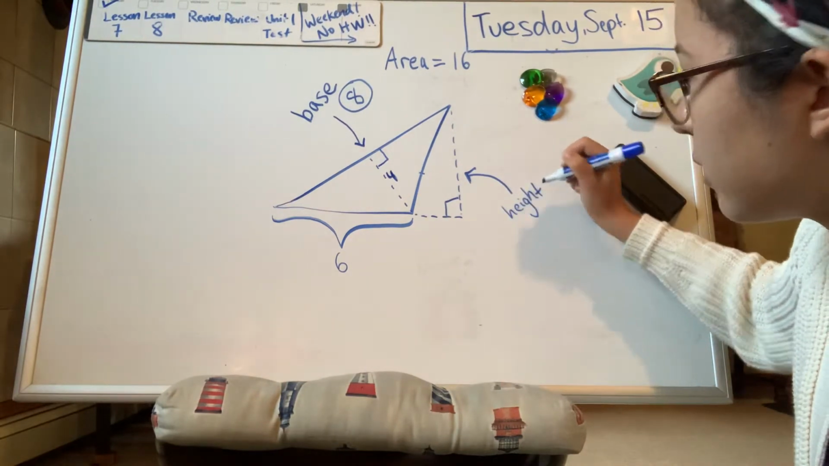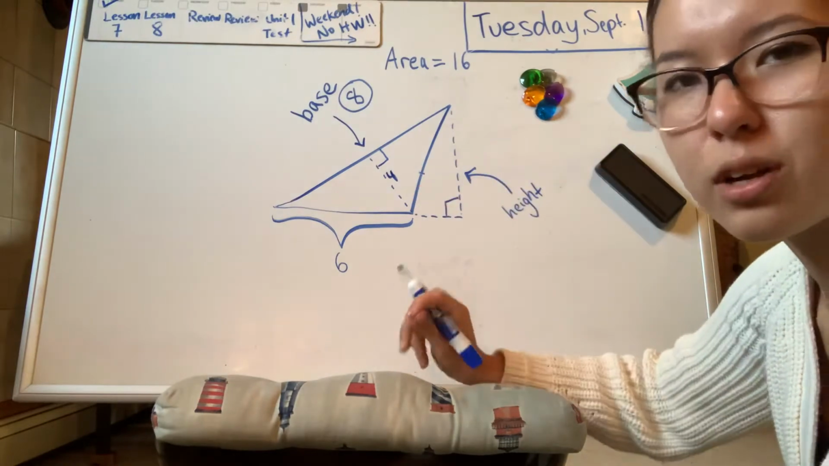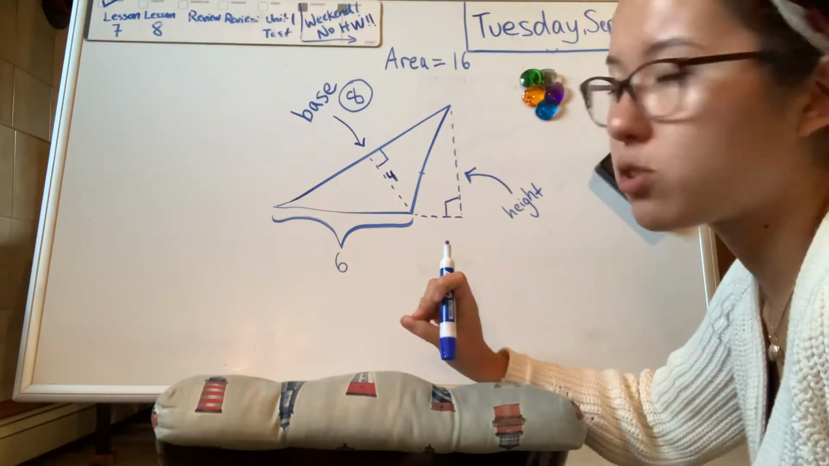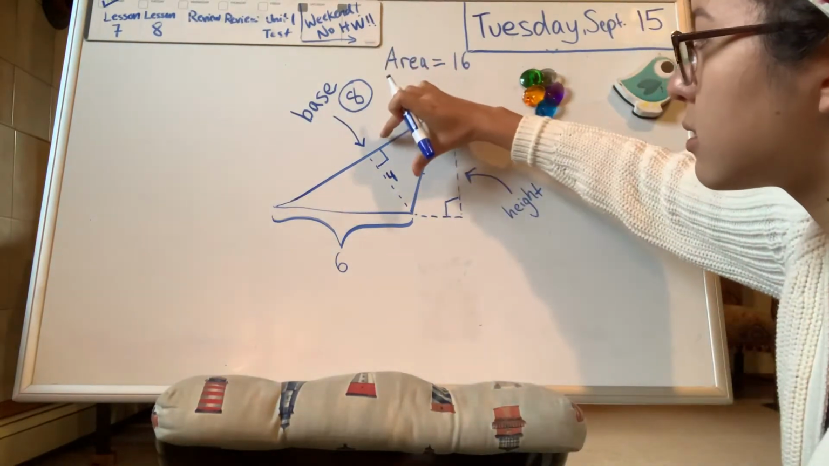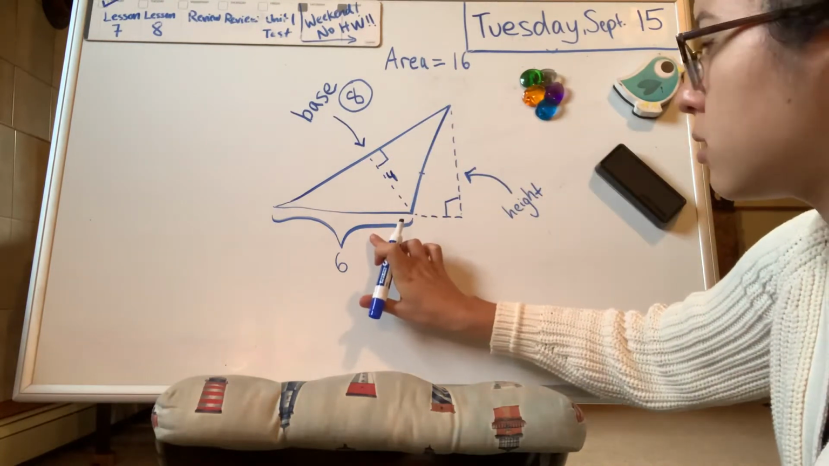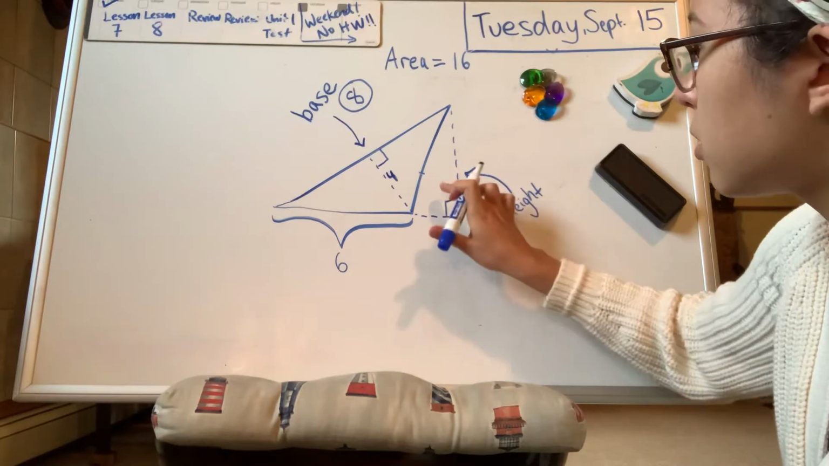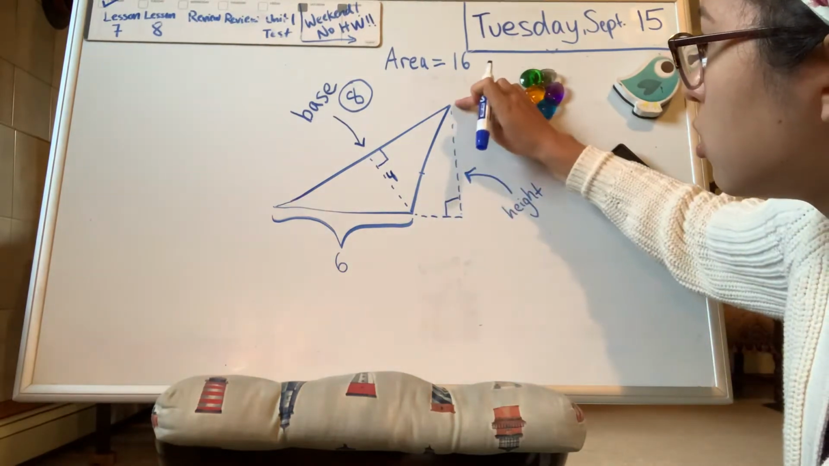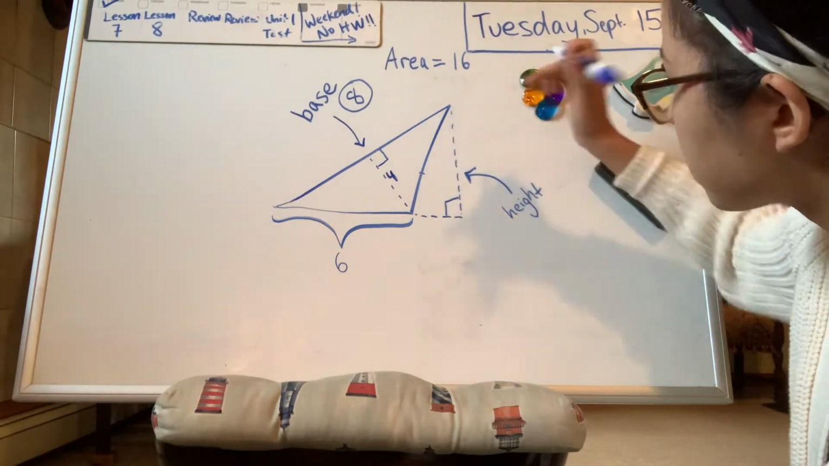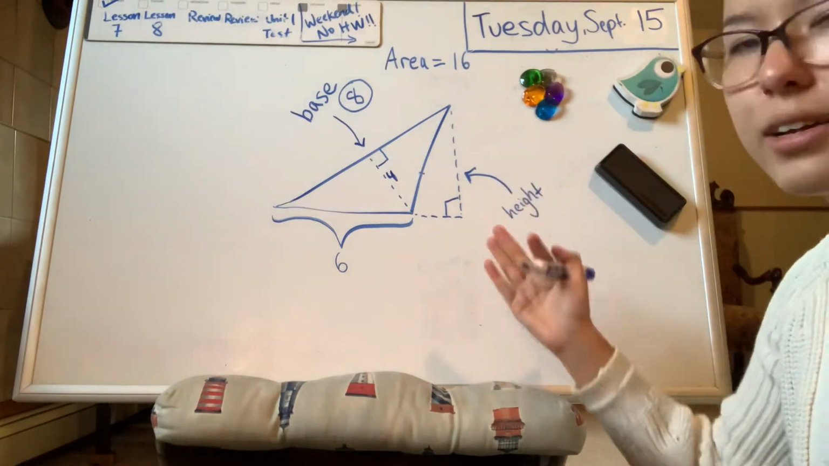But wait, you may say, I thought 4 was the height of the triangle. Yes, 4 is also the height of the triangle, but only if the base is this side. When we choose this as the base, we need a new height that corresponds to the base as a perpendicular line which reaches to the new top of the triangle. So how do we find this missing height?